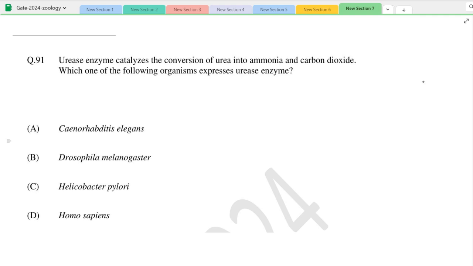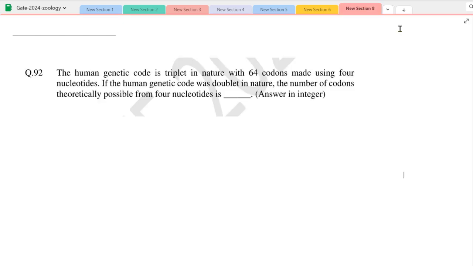Urease enzyme catalyzes the conversion of urea into ammonia and carbon dioxide. Which one of the following organisms expresses urease enzyme? So here the correct answer is Helicobacter pylori. So this is also responsible for causing gastric ulcer. So this particular bacteria expresses urease enzyme that is responsible for converting urea into ammonia and carbon dioxide. Moving on to the next question.